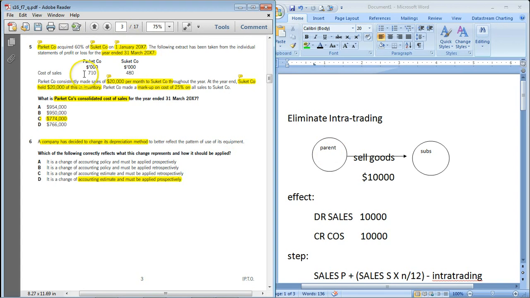Alright, that's all on the consolidated statement of profit and loss. Basic understanding. Probably you can apply this understanding not only in section A, B, and C as well when you prepare published statement of profit and loss.